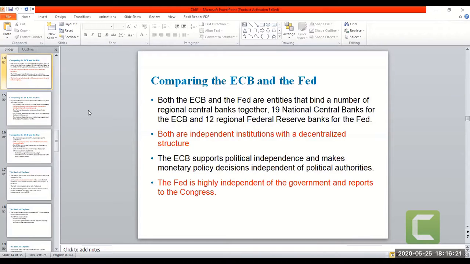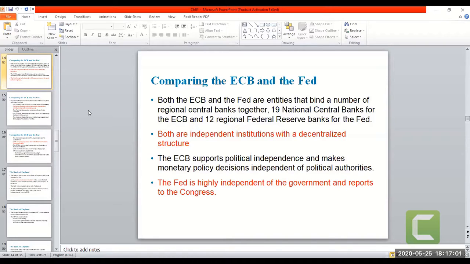What are the similarities and differences between the European Central Bank and the Fed? Their similarity is that both the European Central Bank and the Fed are owned by other banks. For example, the European Central Bank is owned by Eurozone countries' national or central banks.